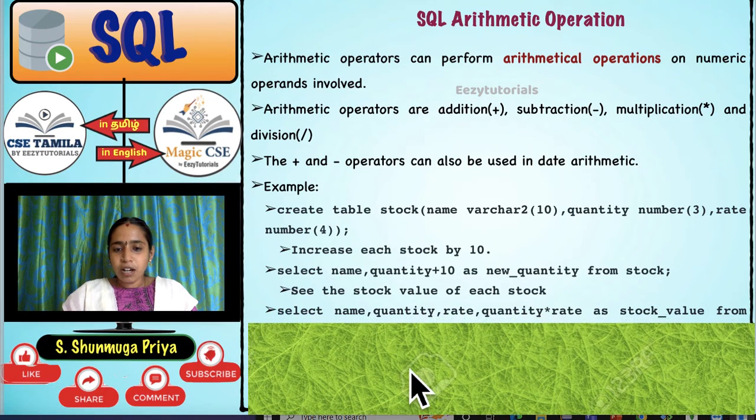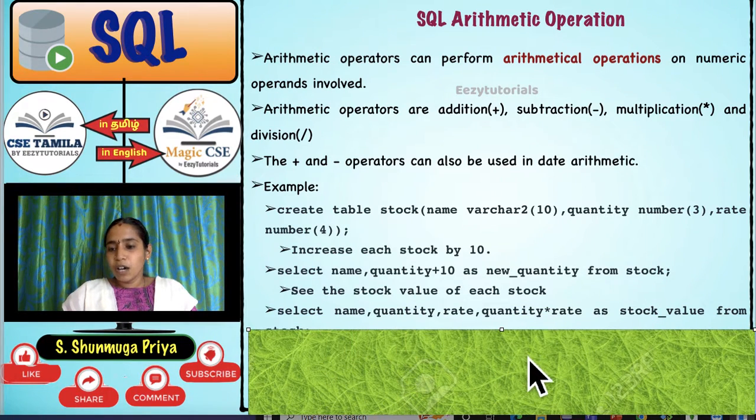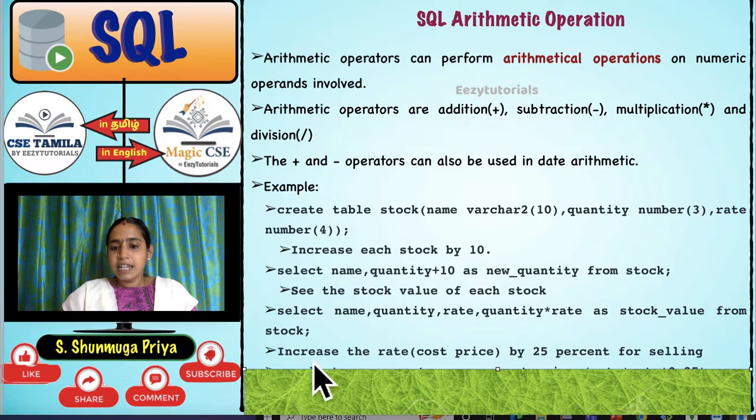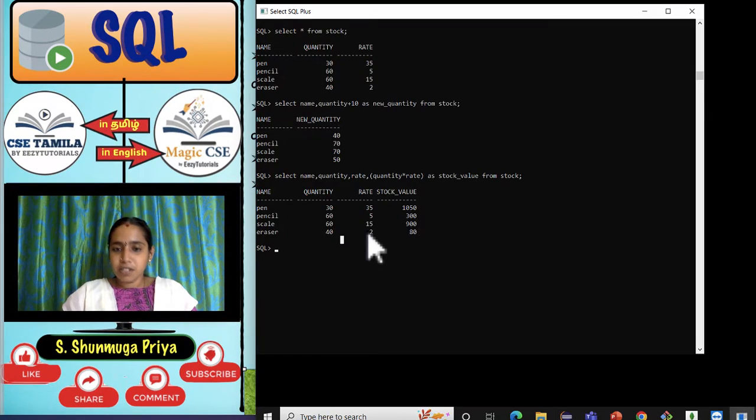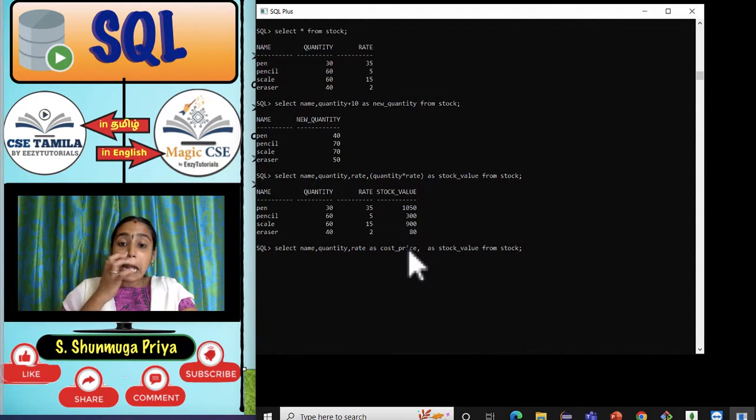Then one more example. You want to increase the cost by 25%. So I have purchased for 35 rupees. I want to increase 25% for each and every item. So this is my cost price. I want to have a selling price which is increased by 25%. So actually what is there in the rate column is the cost price. So AS cost price. Then I want to increase the rate by 25%.